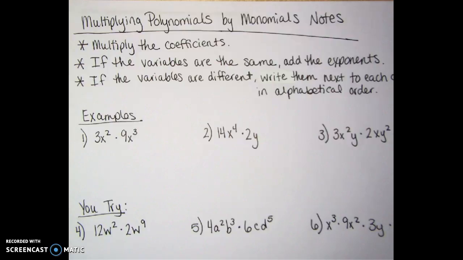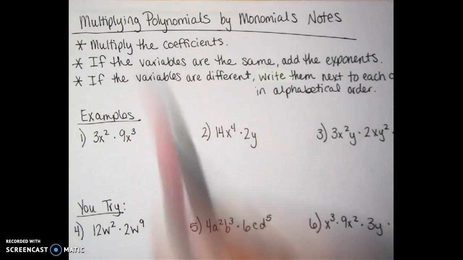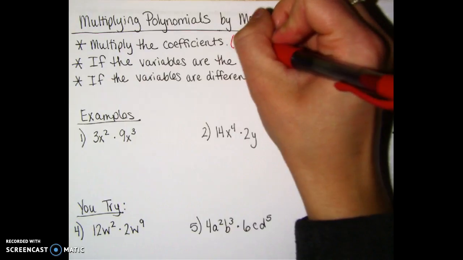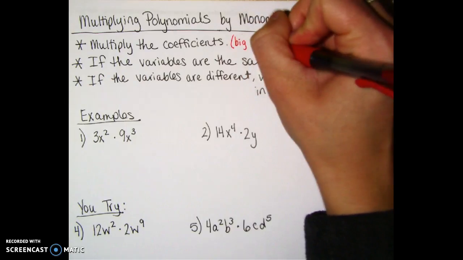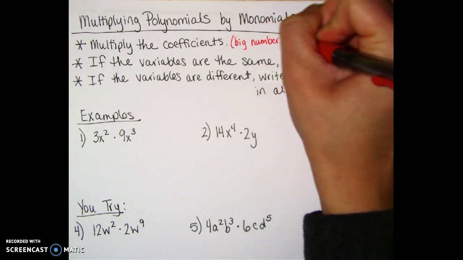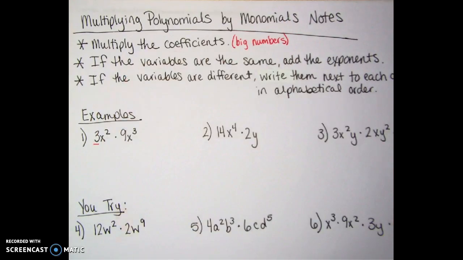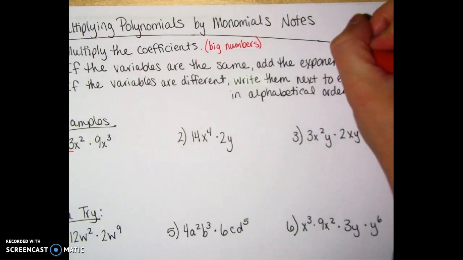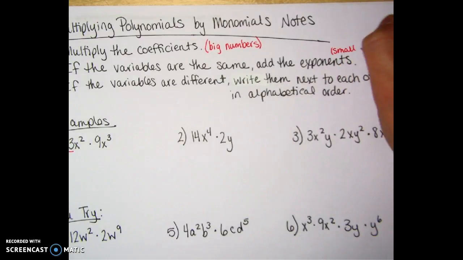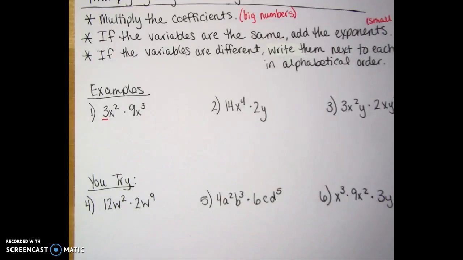When you multiply polynomials, you need to multiply the coefficients. The coefficients, these are the big numbers. Okay, so like this would be a coefficient, 3. And then next rule, if the variables are the same, add the exponents. If you don't know what the exponents are, these are the small numbers. Okay, in this case down here, 2 would be the exponent.